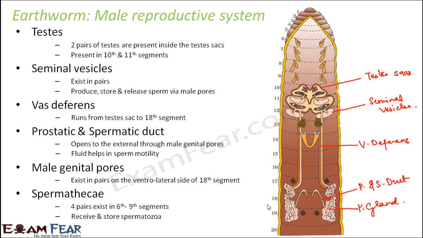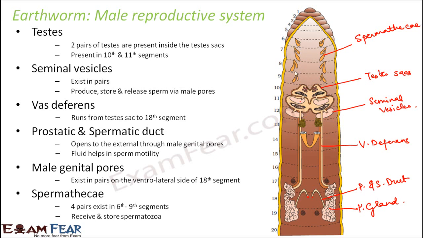Next is spermathecae. 4 pairs exist in 6th to 9th segments. They receive and store spermatozoa. So these are your spermathecae. So what do they do? They will store sperms. Like when they receive sperms from some other earthworm, they will receive it and they will store it in themselves. They exist in 4 pairs, right?